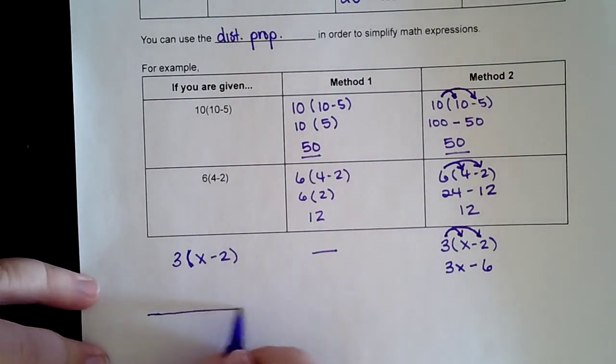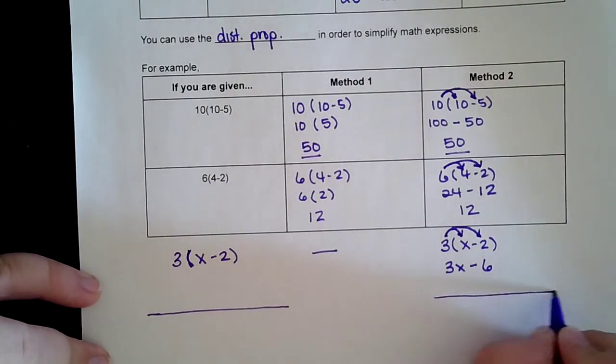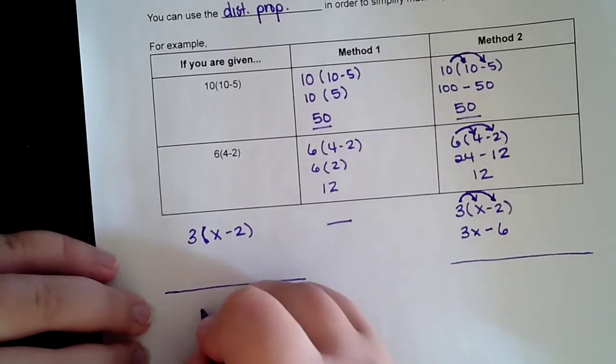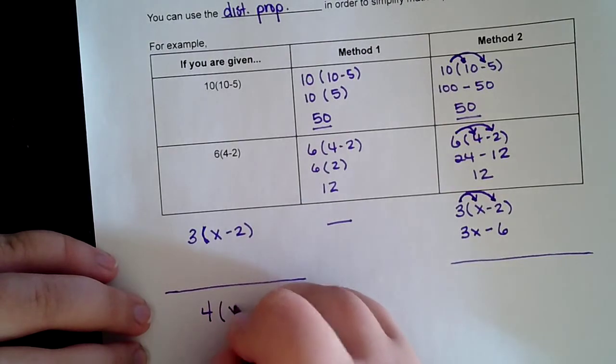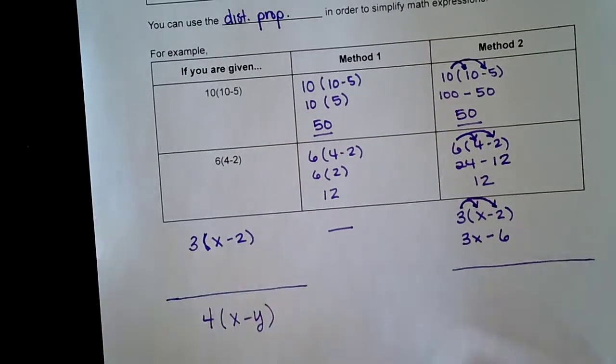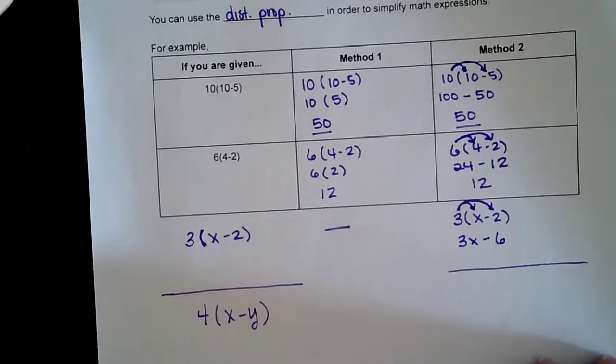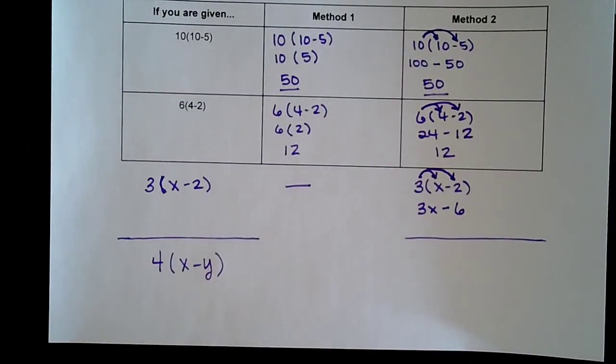Let's give you one example here to try on your own before we go. Let's actually do 4 times the quantity x minus y. Go ahead and give that one a shot. Pause the video if you need to.